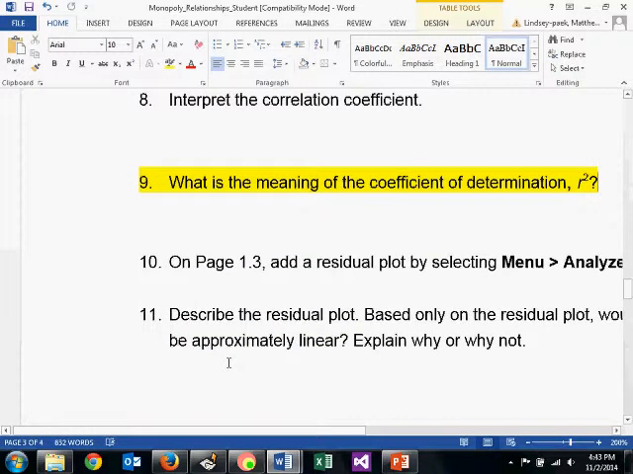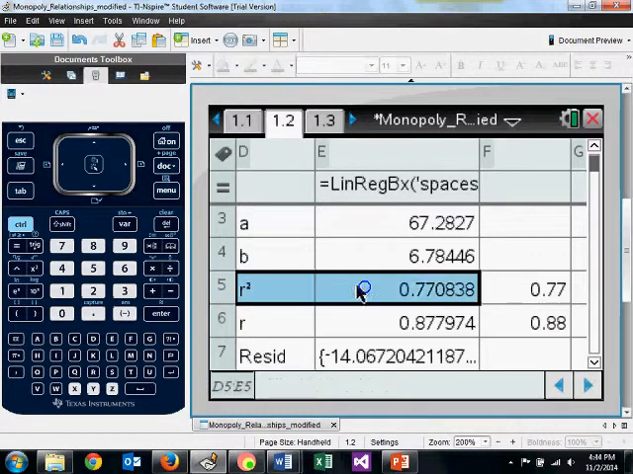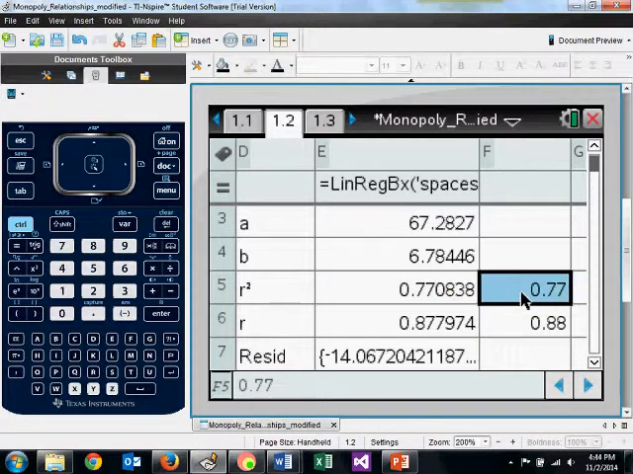Here we are on activity, Unit 1, Activity 7, Question 9. It says, what is the meaning of the coefficient of determination, in other words, r squared? So again, we want to come over here, and rather than looking at r, we're going to come up here to this r squared. The official value is 0.770838, but to make that simple, I've rounded that number to the nearest hundredth, to 0.77.